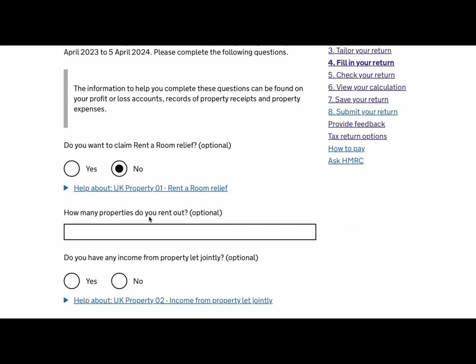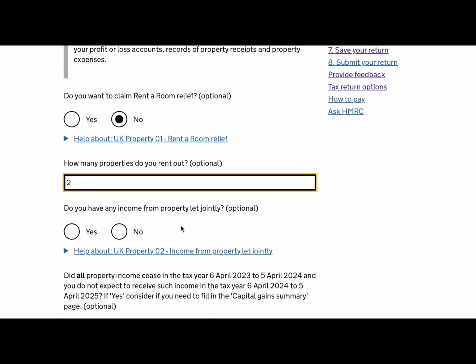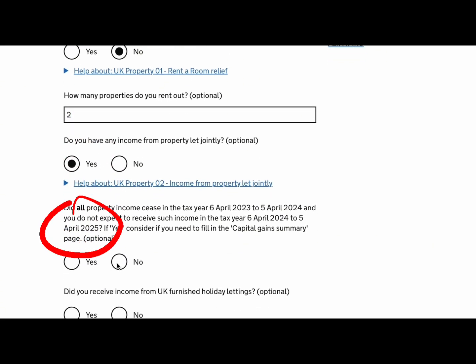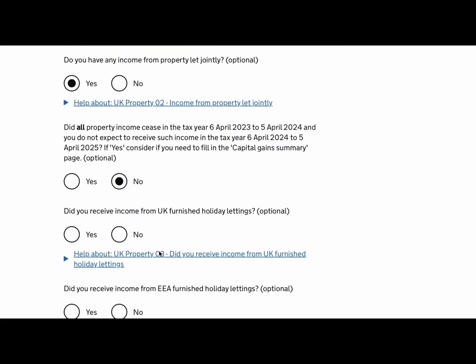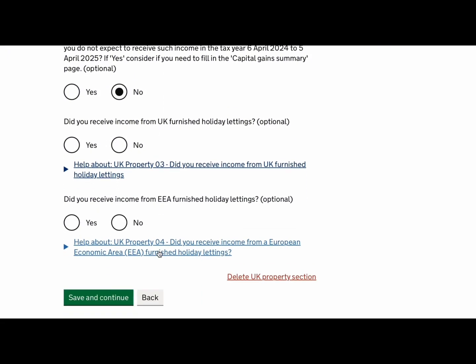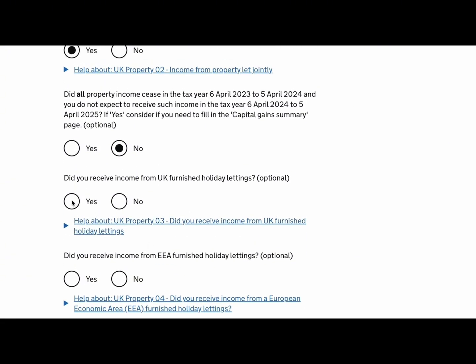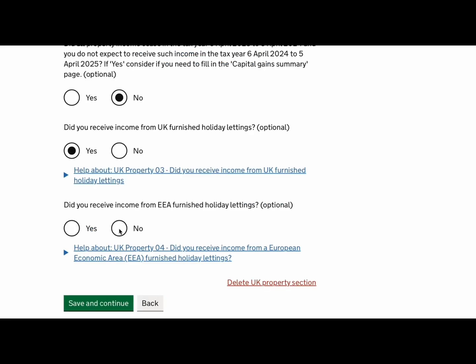We are not claiming rent a room relief. Two properties are rented out in 23-24. One property is let jointly. We are not ceasing business in 23-24, so mark no. There is one furnished holiday letting in the UK, and there are no furnished holiday lettings in the EEA. Save and continue.